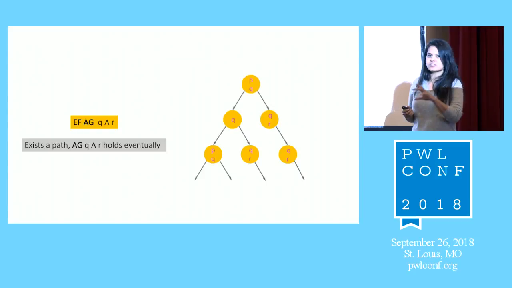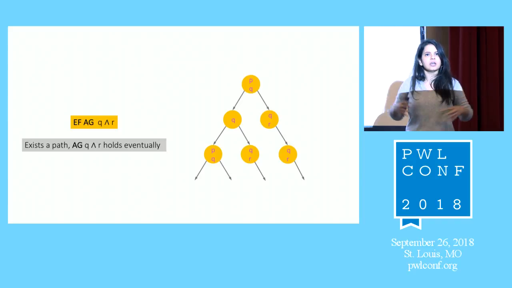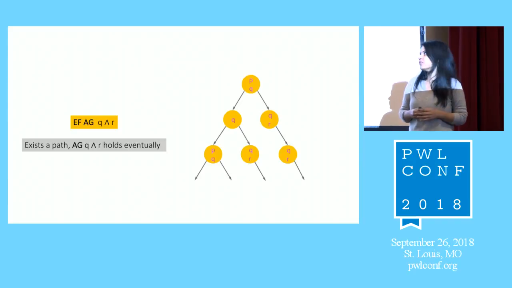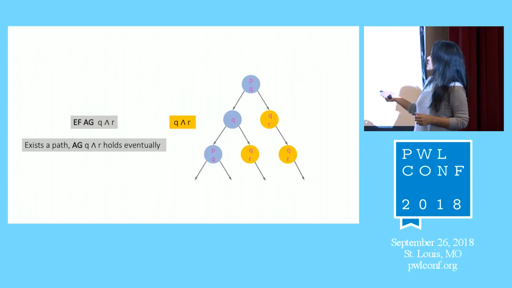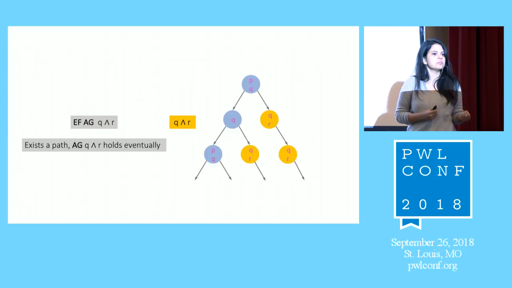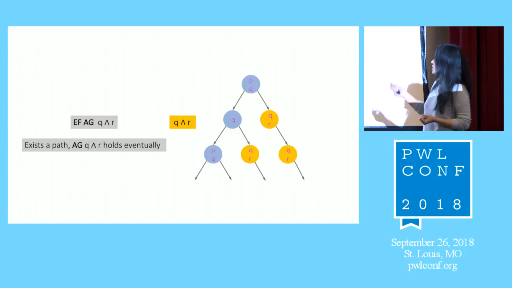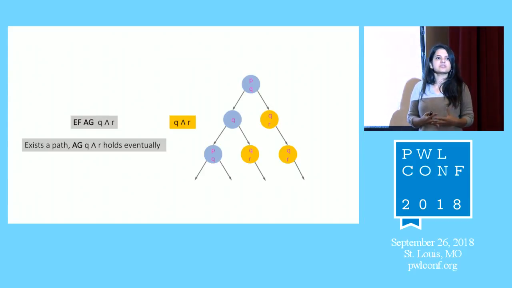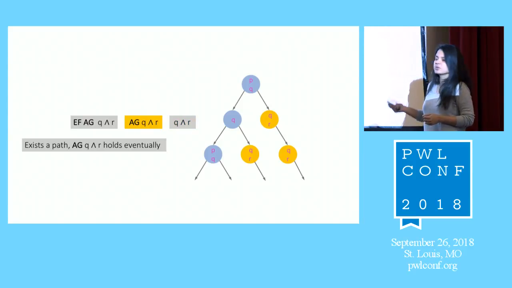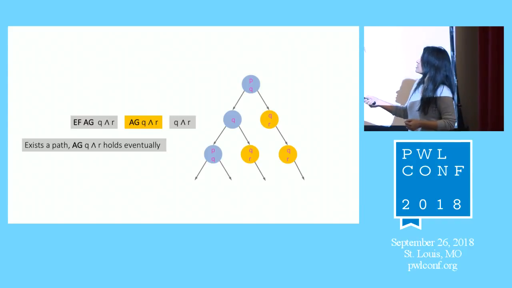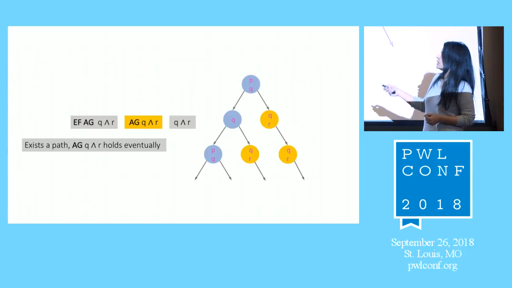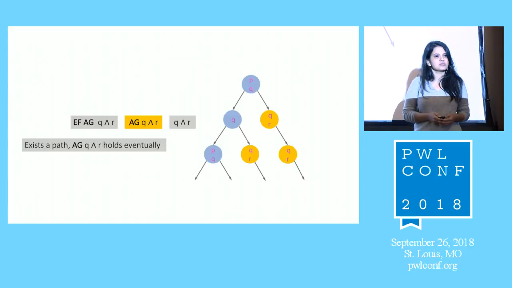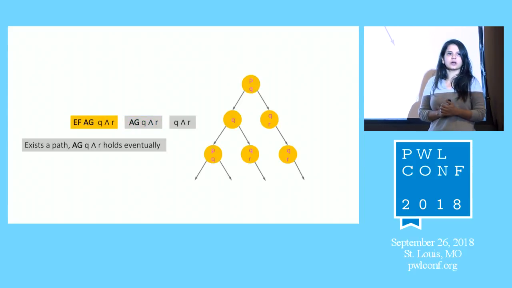Here is what you do. You essentially look at the smallest sub-formulas and then build up the set of states satisfying the formula. So you start with states that satisfy Q and R, the simplest sub-formula in this formula. These are all the states. Then using this set of states, you build the set of states that satisfy AG (Q and R), which in this case happens to be the exact same set of states. And finally, you can then figure out the set of states that satisfy EF AG (Q and R). So all the states that have a path to some state in this set of states. So that's EF AG (Q and R).